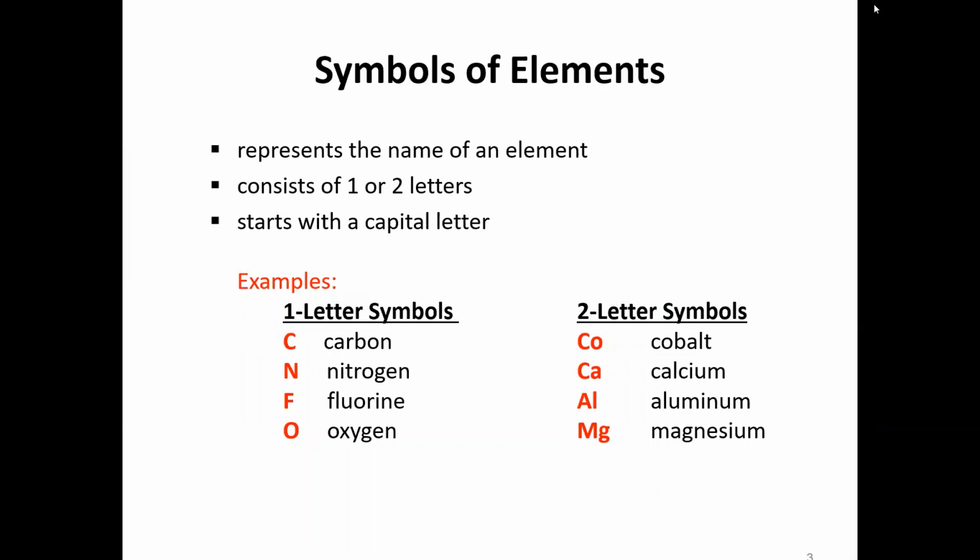Now, elements are represented as symbols on the periodic table and actually throughout chemistry in general. So they're either one-letter or two-letter symbols, and they'll always start with a capital letter. Now, if you see a symbol that has a capital letter and a lowercase letter, obviously that is one whole thing, like Co is cobalt, Ca is calcium, Al is aluminum, Mg is magnesium. If you see two capital letters close together, those are examples of two elements that might be bonded. So these are just examples of the one-letter ones. So we have carbon, nitrogen, fluorine, and oxygen.